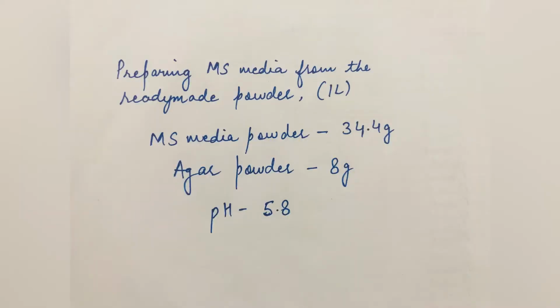So as you can see on the screen, we are using the ready-made MS Media powder. So I will take 34.4 grams of this powder and then add 8 grams of agar powder into it. And then I have to make the whole solution 1 liter by the addition of water. So that's all we have to do. And then we have to set the pH of this media to 5.8.